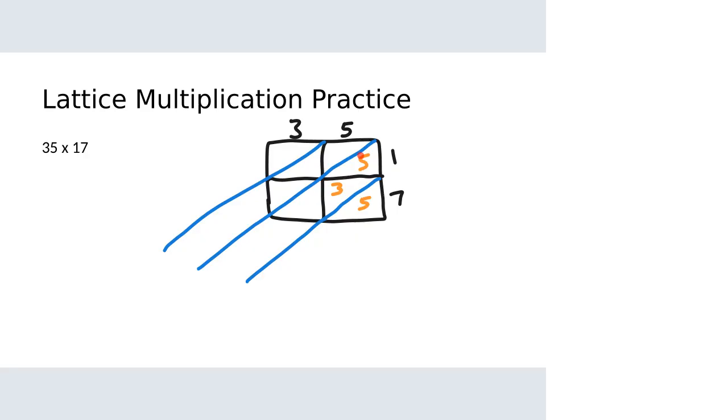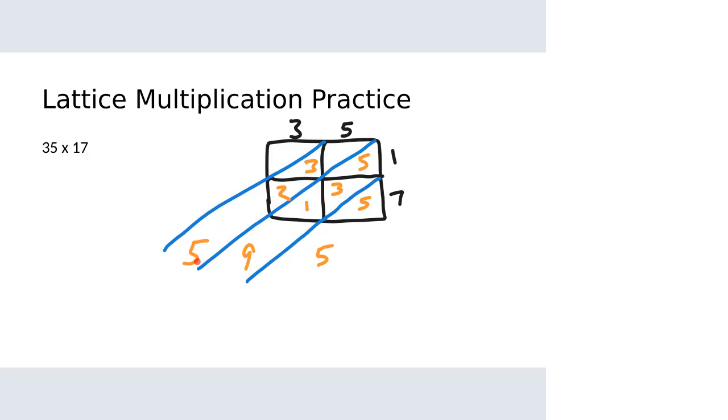And then when I do 7 times 3, I get 21. And 1 times 3, I get 3. And now I just need to add along those diagonals. And here we'll have 5. 5, 6, 7, 8, and 1 is 9. 3 and 2 is 5, and that's 595. And you can check that. Do 35 times 17 on the calculator. Make sure you get 595, but you will. And that's lattice multiplication. It's a pretty cool technique.